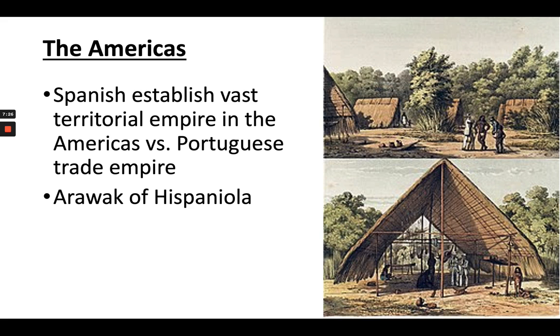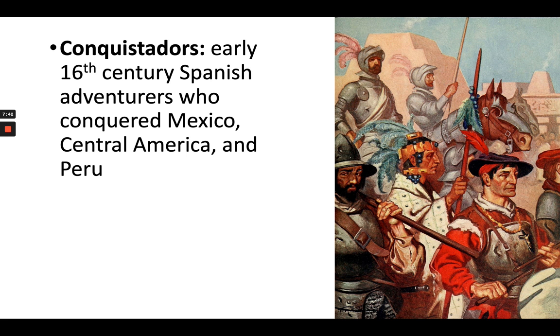That's my soapbox. I encourage you to read the book 1491 if you haven't, if you're interested in the complexity of Amerindian society prior to the arrival of Columbus. But let's start talking about what happens as the Europeans arrive. So conquistadors. Conquistadors are early 16th century, so 1500s, Spanish adventurers who will conquer Mexico, Central America, and Peru.